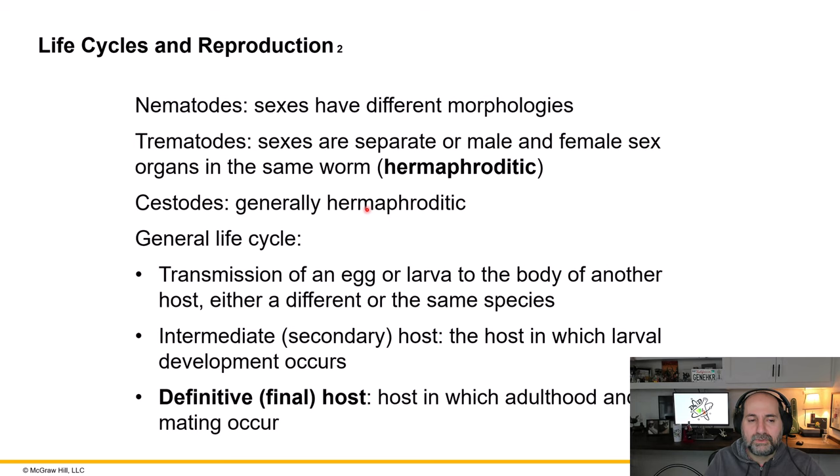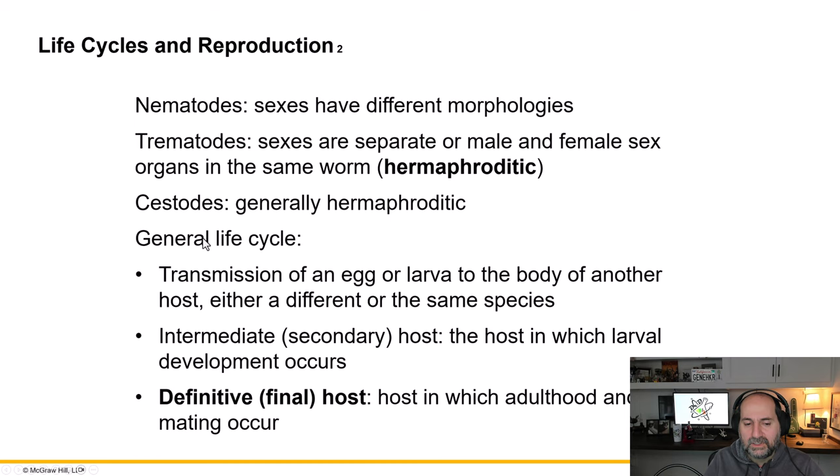Trematodes are somewhere in between. Remember, these are the flukes. The trematodes have separate sexes, or you could have examples where they're hermaphroditic, with the male and female sex organs on the same worm. So it depends on the worm. And again, remember, once the egg is formed, the transmission of an egg or larva to the body of another host occurs, either a different or the same species. Then there's an intermediate or secondary host, the host in which the larval development occurs, and then a final or definitive host, the host in which adulthood and mating occur.